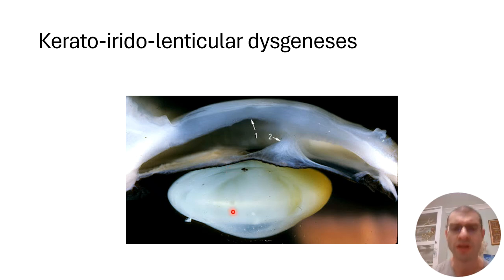So you get type 1 Peters anomaly, where the lens isn't involved, and you get type 2 Peters anomaly when the lens is involved, and it's usually bilateral and is actually more common. About 60% of Peters anomaly is type 2. There are other keratoiridulo-lenticular dysgeneses as well, but this is pretty much the only one you'll hear of. So this is what happens when that lens vesicle fails to pinch off completely from the surface ectoderm.